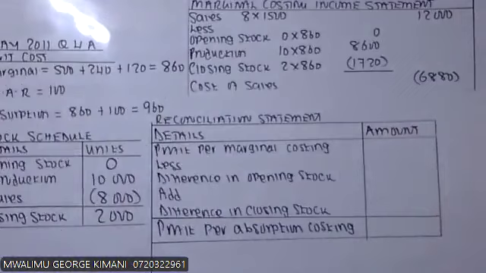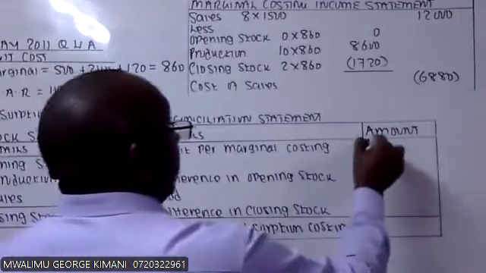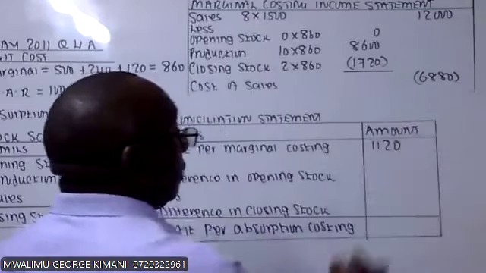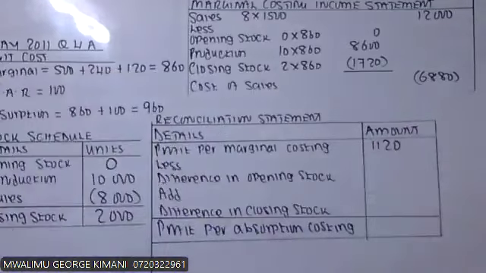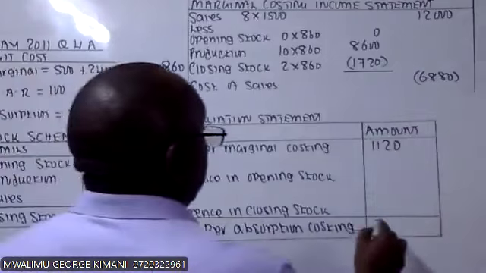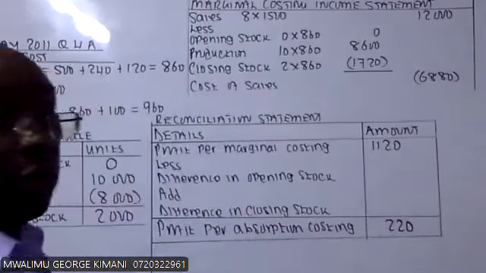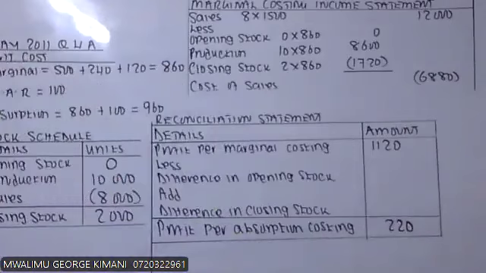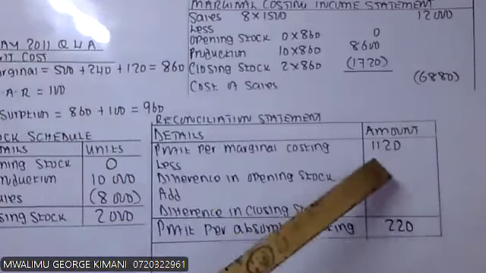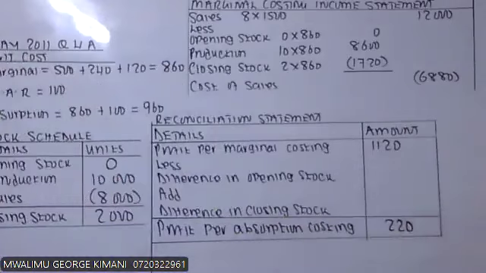So the profit per marginal costing, we have 1120. Absorption costing was it 220? Yeah, 220. So you want to explain why the two profits are different.